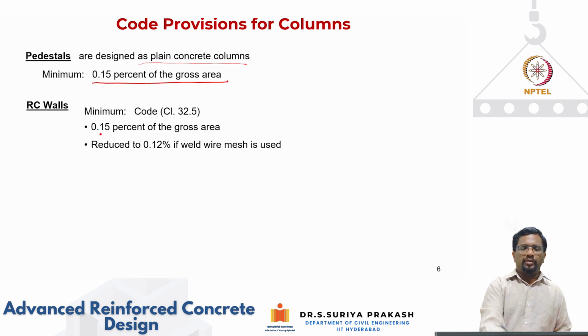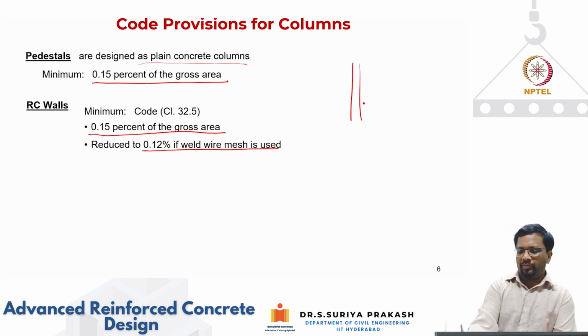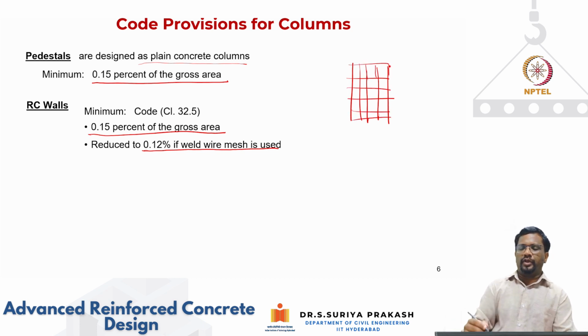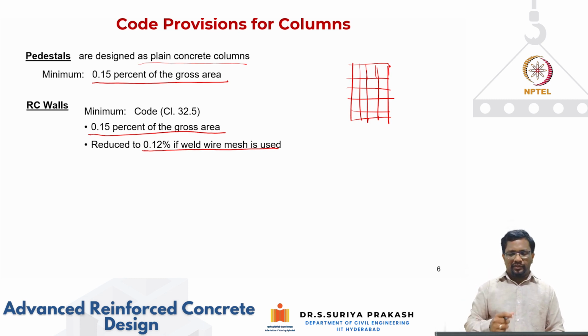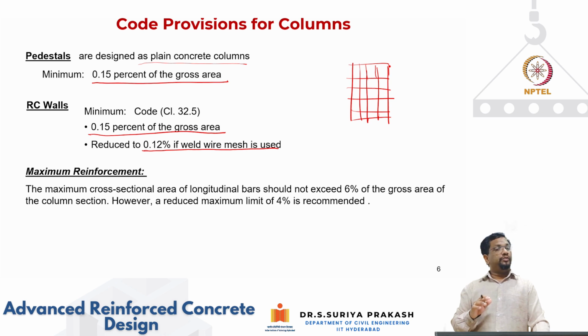In RC walls, again, they are compression members. Because they're thin members, the code says that minimum we should have at least 0.15% of your gross area, and it can be reduced to 0.12% if welded wire mesh is used. You can also have these welded wire meshes that are readily available at a certain spacing, in a particular gauge thickness. Again, the area has been reduced to 0.12%. These are the minimum reinforcement that need to be provided.